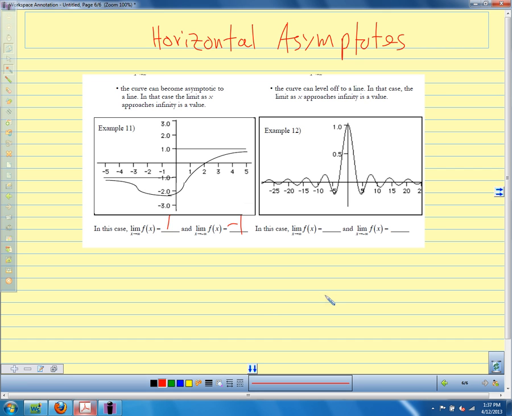How about example 12? As x approaches infinity, what's happening here on example 12, Autumn? It's approaching 0. It's going back and forth, but it gets smaller and smaller and smaller. So it would be 0. And how about the limit as x approaches negative infinity? It's doing the same thing. It gets smaller and smaller and smaller. So our limit would be 0.